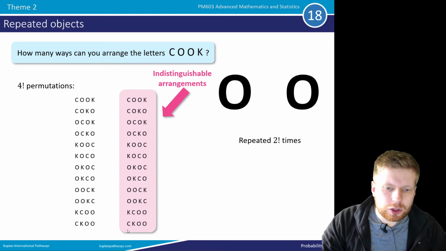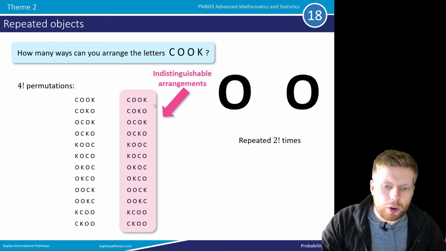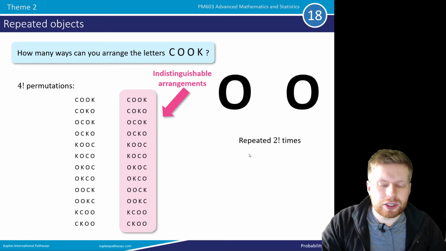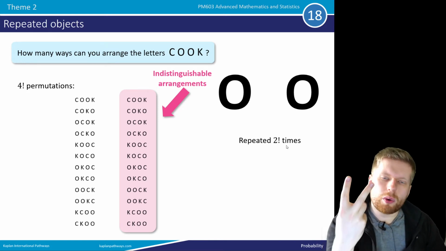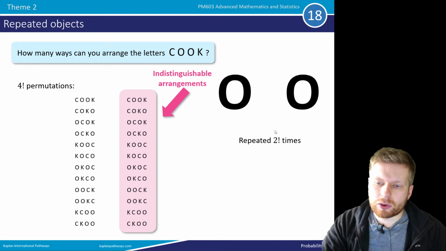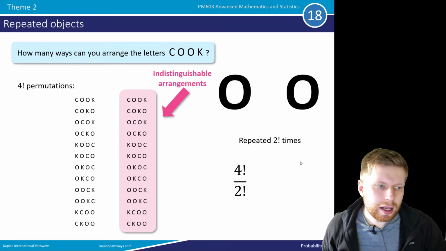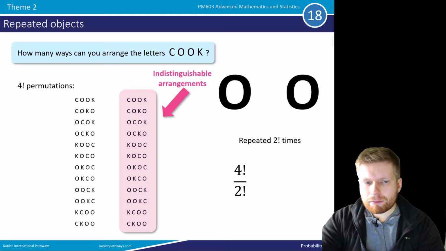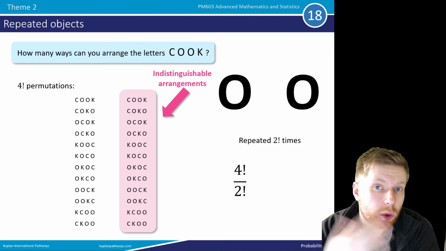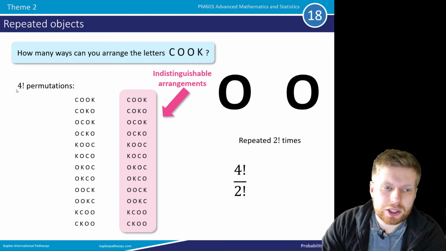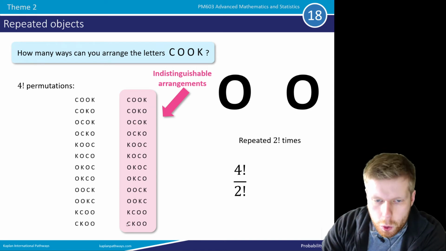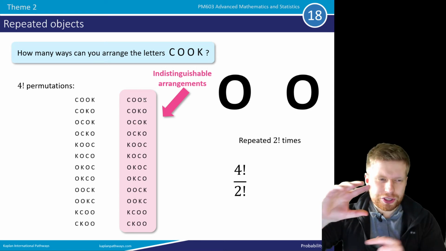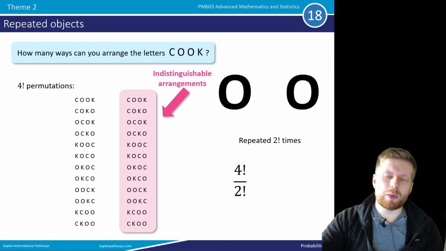So here's my 4 factorial arrangements. I need to remove all of the repeated arrangements. And I've just seen that the repeated arrangements come when I switch the 2 O's over, so in other words, the 2 factorial ways of arranging those. So just think, given that a factorial is all to do with multiplication, 4 factorial means 4 times 3 times 2 times 1. If I need to remove arrangements, well, what's the opposite of removing something which is being multiplied?